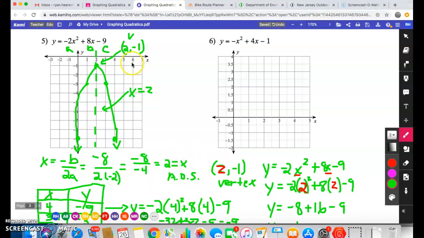So you've got your vertex listed. Your axis, don't forget, please label it AOS. So vertex, axis, all your points, and your parabola. So that is done.